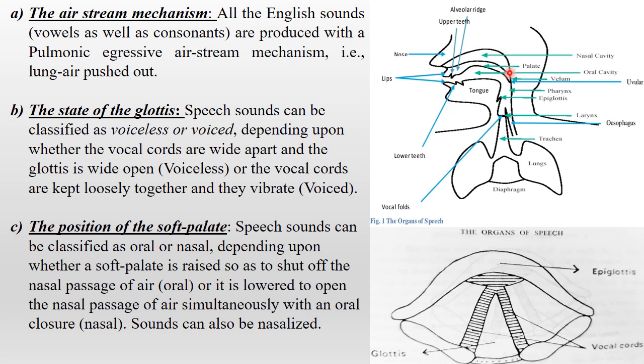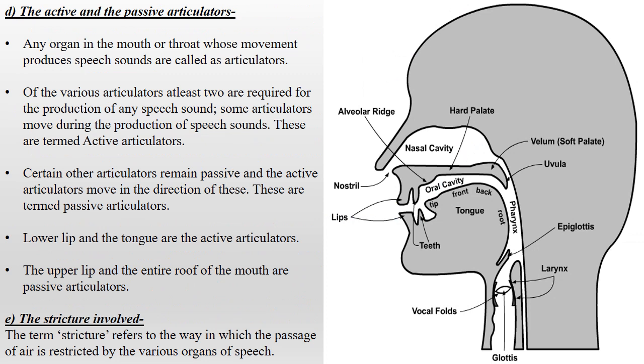But if the soft palate is lowered in order that the air can pass through the nose, that sound is called nasal. And nasalized sounds are the sounds in which the air can be passed through both the oral cavity, that is through the mouth, and the nose simultaneously. Let's move on. Next are the active and the passive articulators.